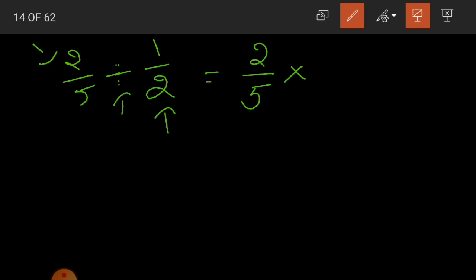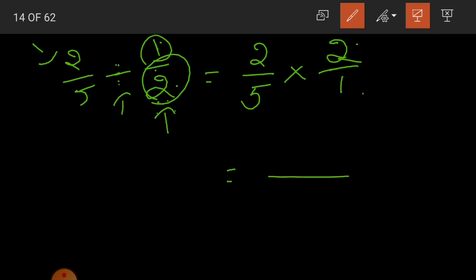Now coming to the second fraction, which is our divisor. What do we do with it? We write the reciprocal. What does the reciprocal mean? Reciprocal means interchanging the numerator and denominator. Here 2 is the denominator, which is written at the bottom. Now 2 will be written on the top. And 1 here is written on the top, and here we will write 1 at the bottom. Numerator becomes denominator, denominator becomes numerator.